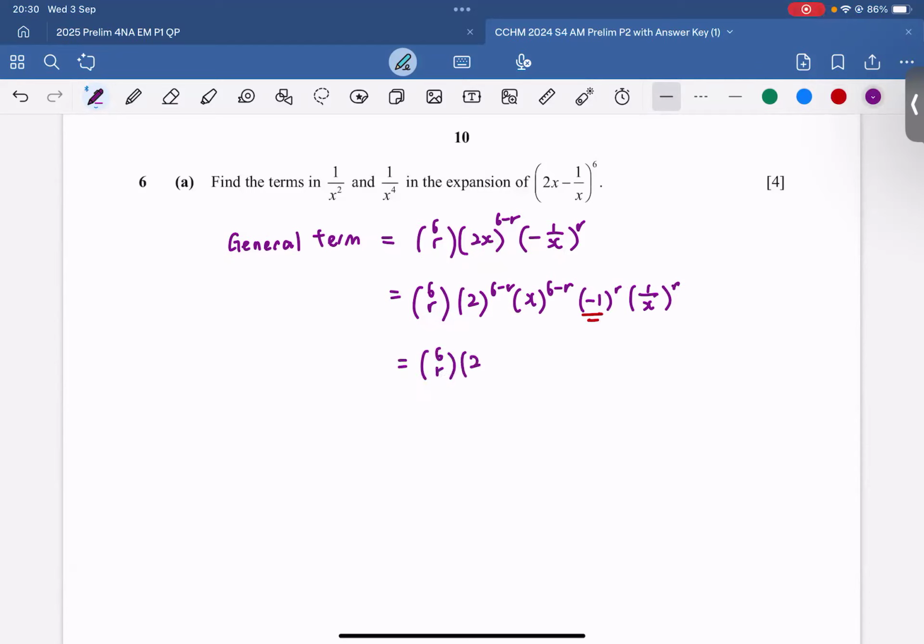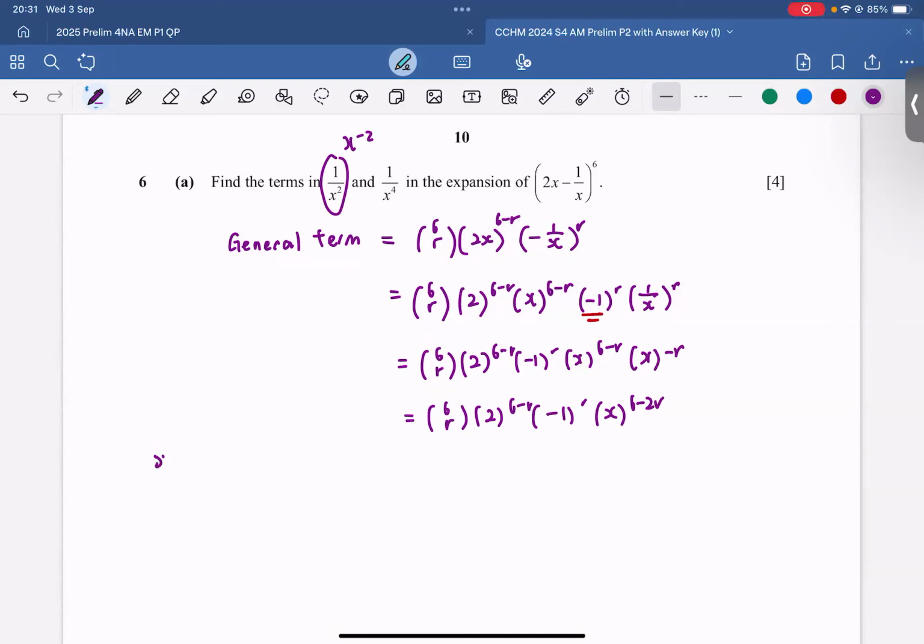Okay, so now what we do, we throw the numbers to one side. This is also a number. Then we combine the x together. So before I can combine the x, this 1 over x needs to change to x to the power negative r. Okay, this will give me x to the power 6 minus 2r. So now I want to find x to the power negative 2. So when x to the power 6 minus 2r equals x to the power negative 2, 6 minus 2r equals negative 2, 2r equals 8, r equals 4.